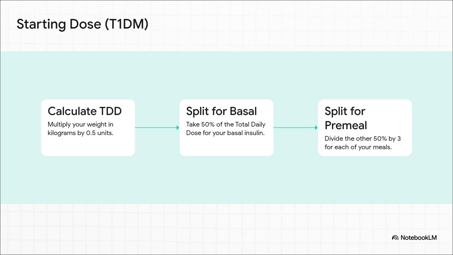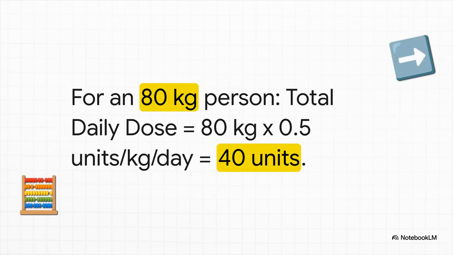First, they calculate your total daily dose, or TDD, and that's based on your weight. Then, they just split that number right down the middle. 50% goes to your basal insulin, that's your background stuff, and the other 50%, that gets split up between your meals. Let's put some real numbers to this to make it super clear.